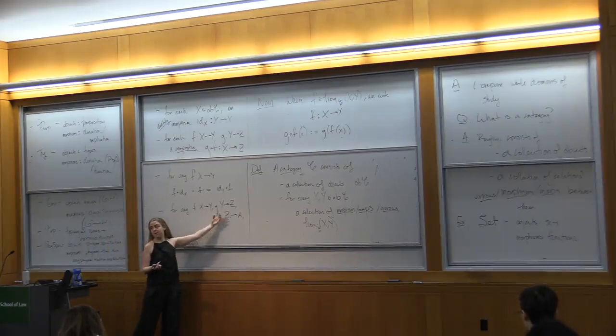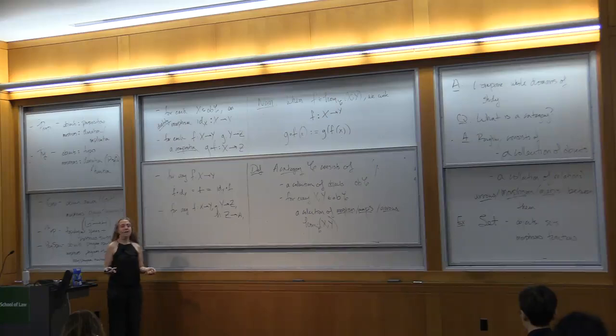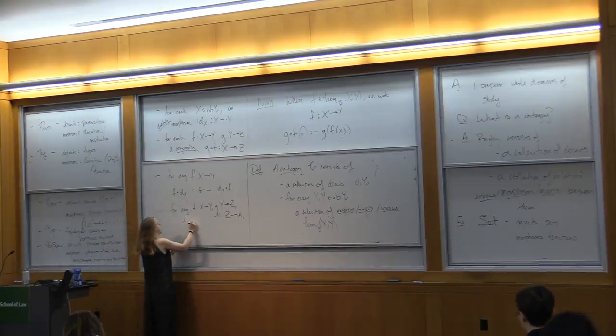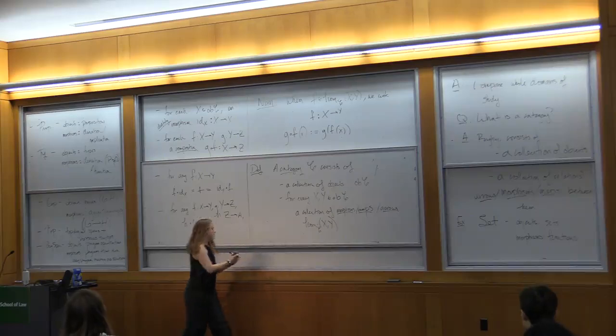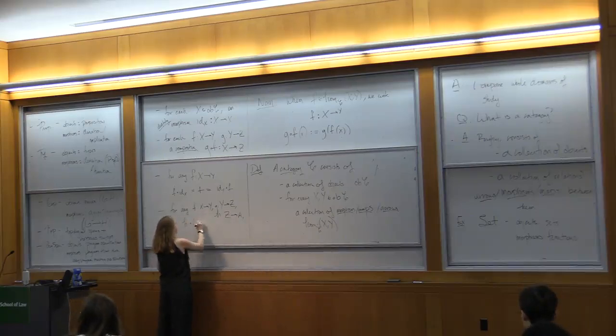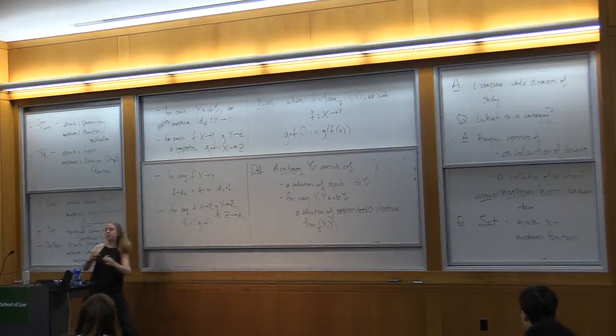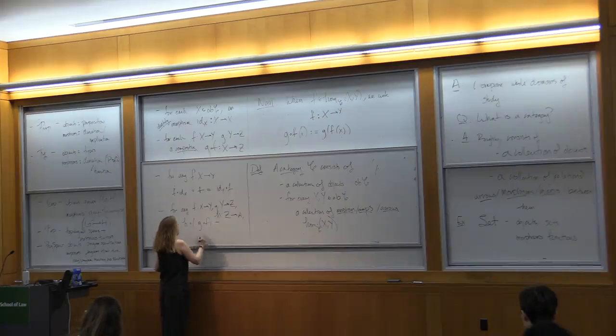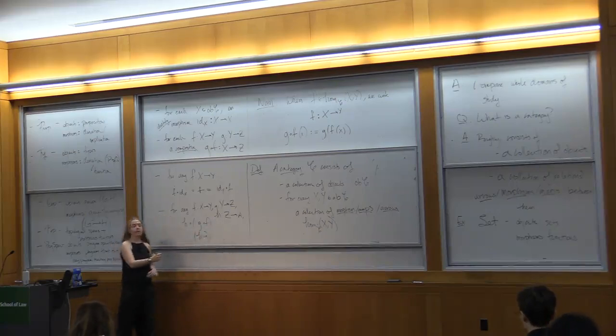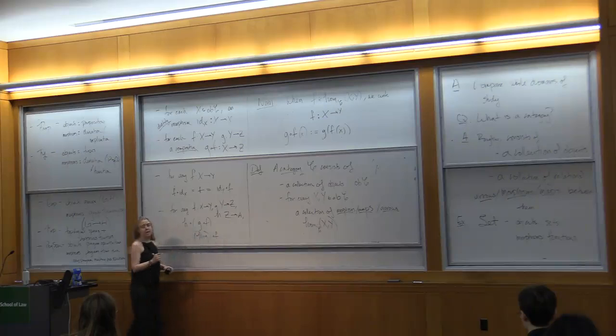So now we have three composable maps, right? These two share a y, and these two share a z, so we have three composable maps. And now there are two obvious ways to compose them. We can put f and g together first, and then compose with h. Or we can compose first the h and the g together, and then compose with that.